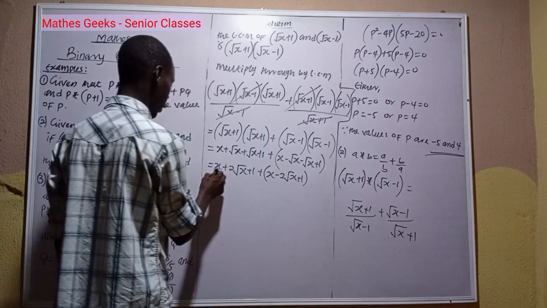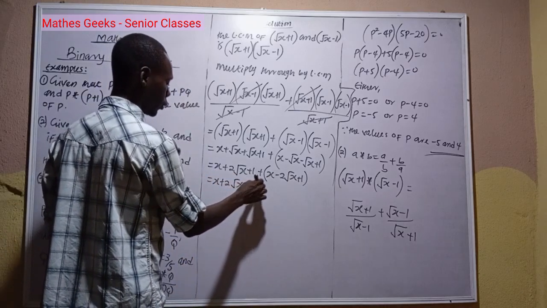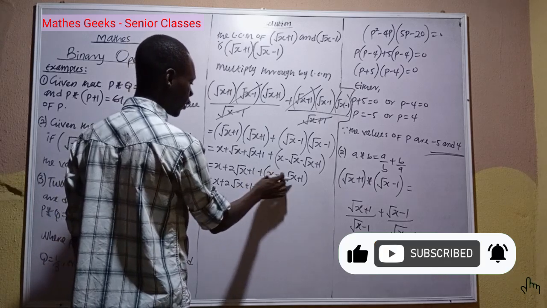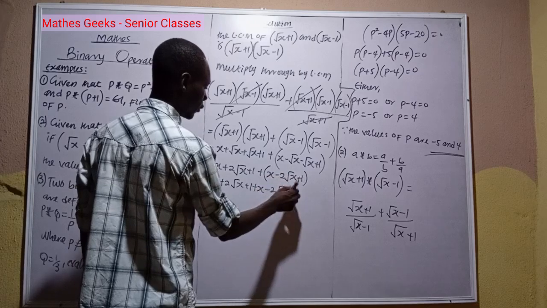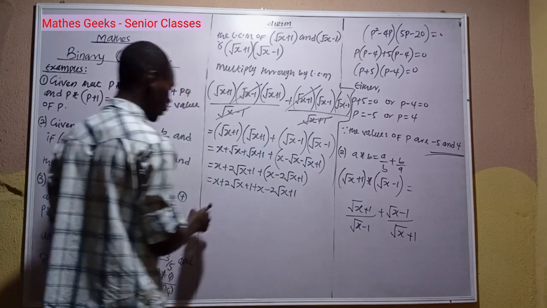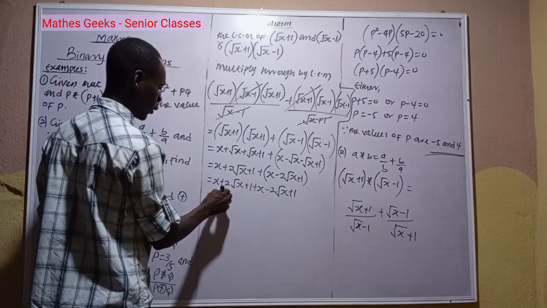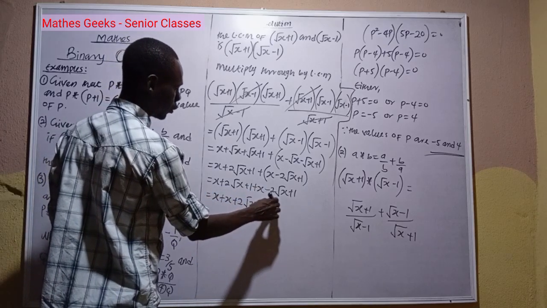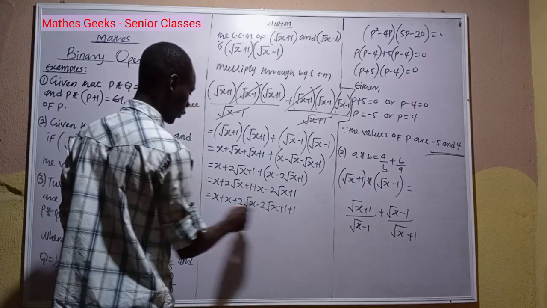So let's open this bracket. It is x plus 2 root x plus 1, plus x, plus times minus 2 root x equals minus 2 root x, plus times plus 1 equals plus 1. So let's collect like terms: x plus x, plus 2 root x minus 2 root x, and then plus 1 plus 1.